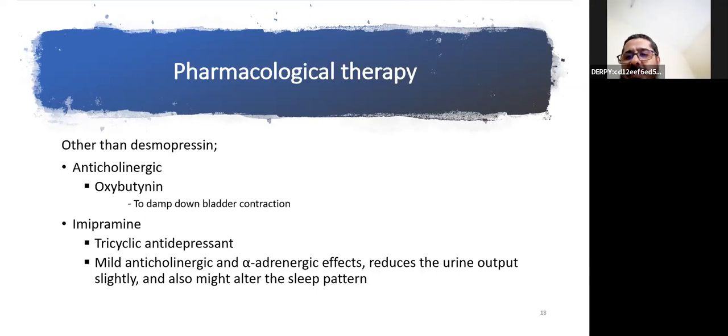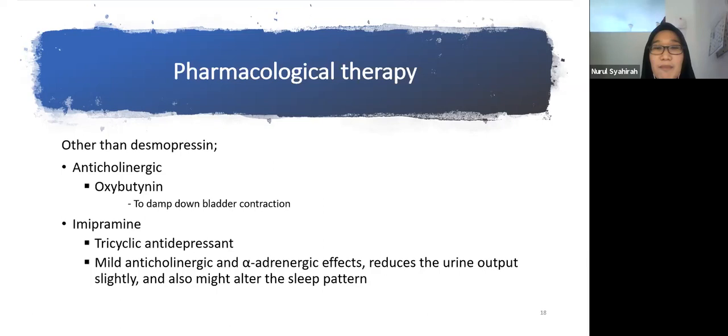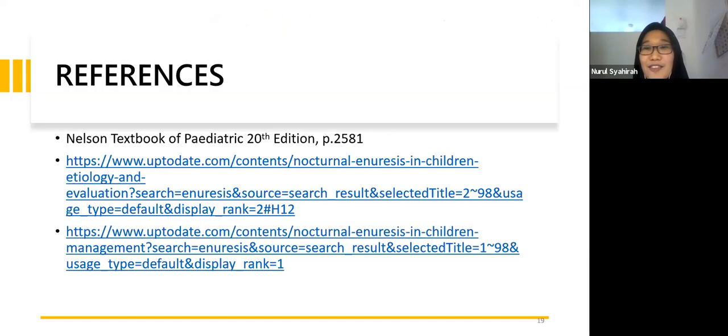Okay, so the last one is imipramine, which is a tricyclic antidepressant. It has a mild anticholinergic and alpha adrenergic effect, which helps to reduce the urine output slightly and also may alter the sleep pattern of the child. Okay, so I think that's all for my presentation. Okay, thank you.